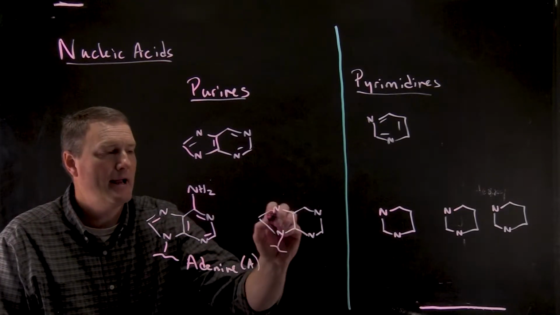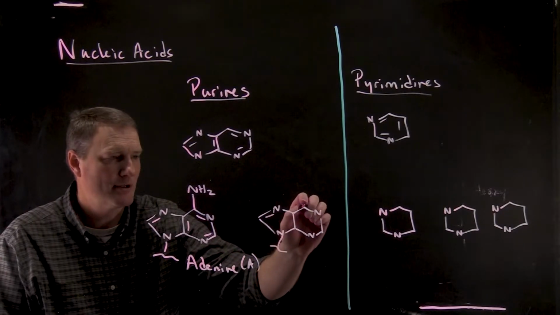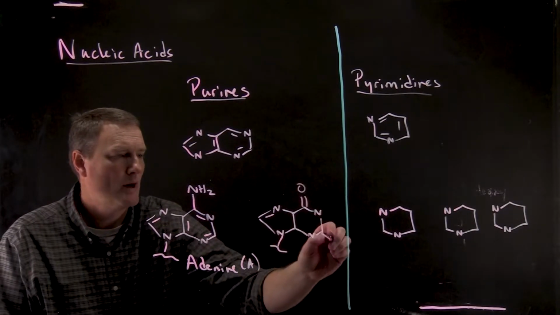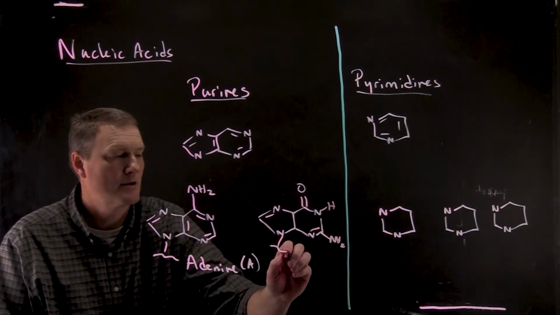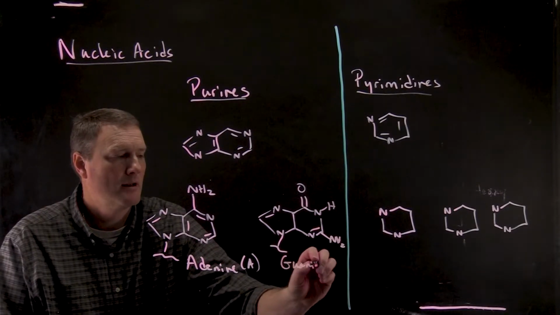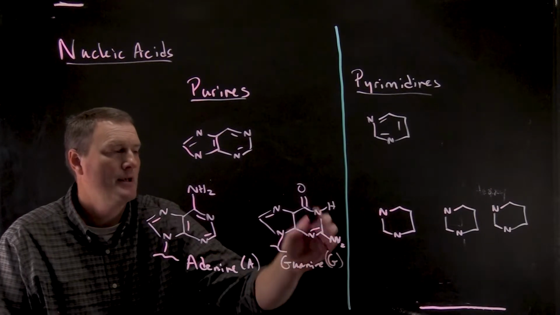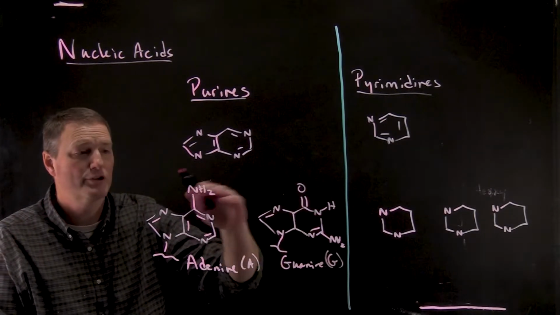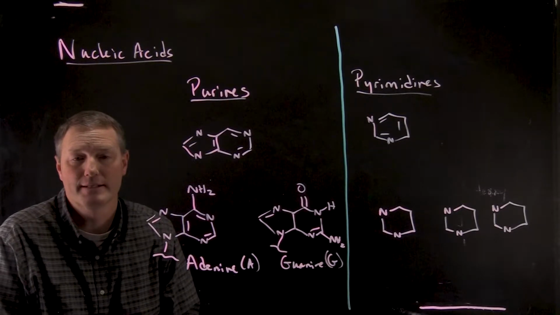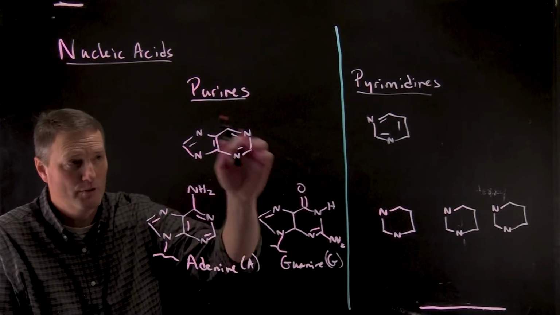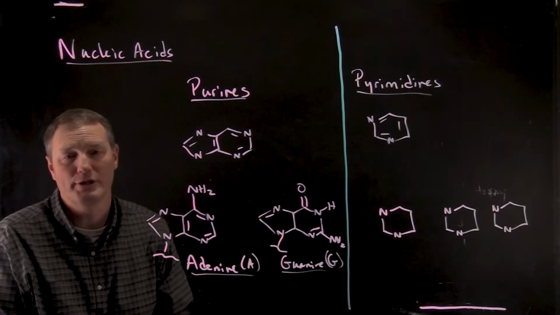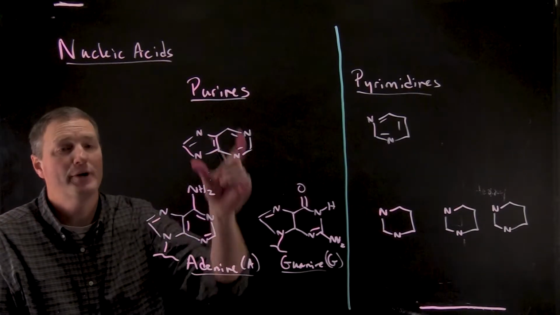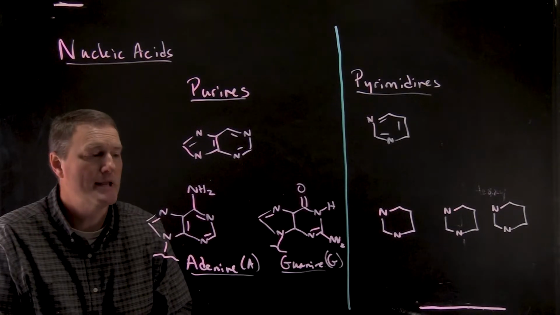Conversely, if I did another slight modification of this, where I now have this structure, this is guanine, or G. So notice that there's a different functionalization on the same purine core, which gives rise to these two bases, A and G. So those are the so-called purine bases that you'd find in either DNA or RNA.